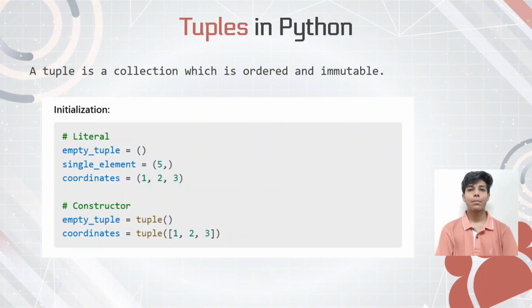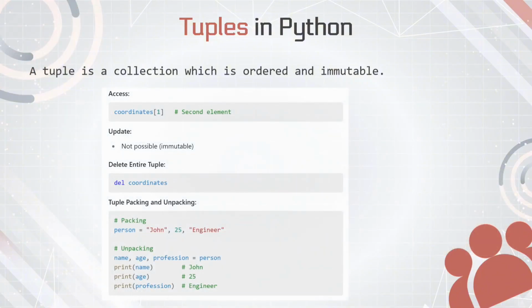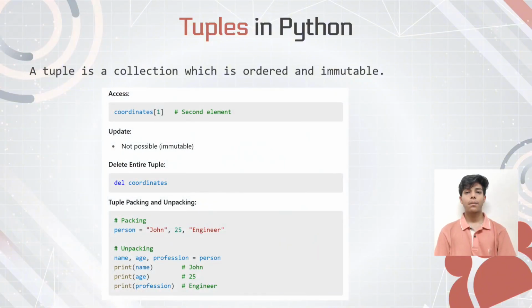Next up, we have tuples. A tuple is a collection which is ordered and immutable. For initialization of tuple, we have both the literal way and the constructor way. In the literal way, we use circular or rounded brackets, and for the constructor, we call the tuple constructor. A tuple can be directly accessed by using its index, but it cannot be directly updated as it is immutable.